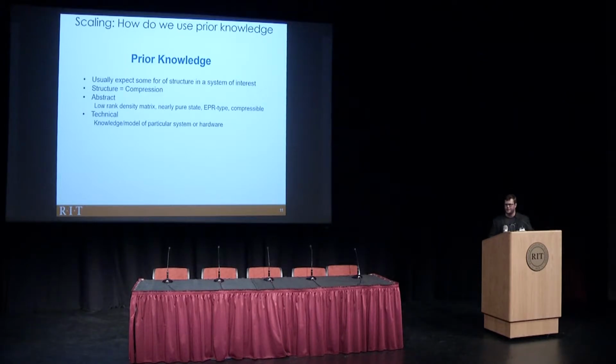Okay, so you want to characterize some quantum system. It's probably not the case that you don't know anything about it to begin with, right? For one thing, if you're looking for entanglement, you probably expect it to be there. And structure sort of equals compression. So what are some things we might know? We might have some abstract quantum-y things we expect, like a low-rank density matrix, or our state might be nearly pure, or EPR, or something.